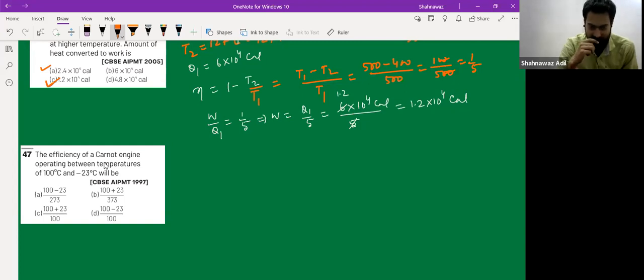So who is solving this question? Yes. So B: 100 plus 23 by 373. Okay. And who else got B?